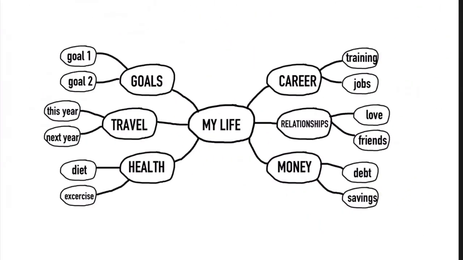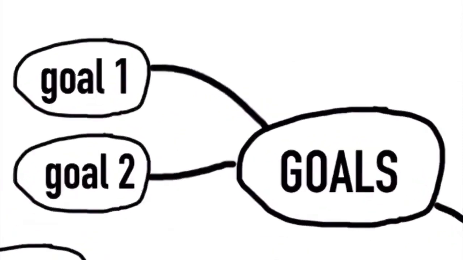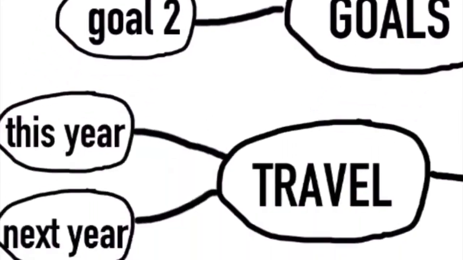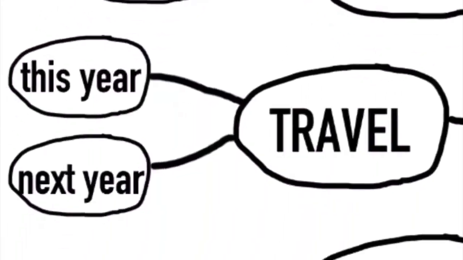And of course, you can add as many nodes or subnodes as you want. For example, under money, you could have investments. And under debt, you could list all the types of debt that you have. And if you choose to work with your mind map on an ongoing basis, you can actually cross out those bubbles as and when you accomplish them. For goals, I added 2 goals. You can add as many as you want, and you can break down those goals into as many nodes or subnodes as you want. For travel, I added 2 nodes this year and next year.